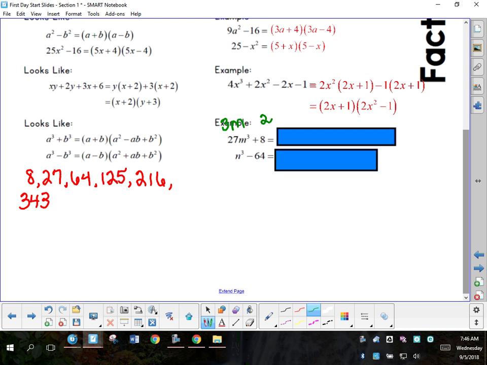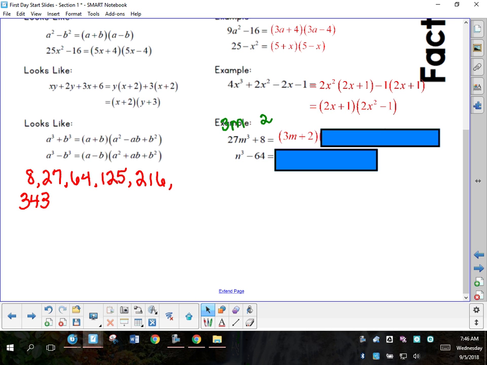Notice it says A plus B. That's your A, and that's your B. So what's our binomial factor going to be? There you go. That factors down to a 3m plus 2. The trinomial comes from taking the A and squaring it to start. So who can tell me the first of the 3 terms in that trinomial? What do you think we get?